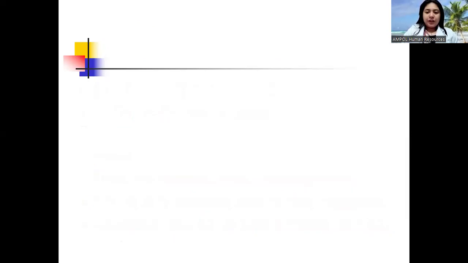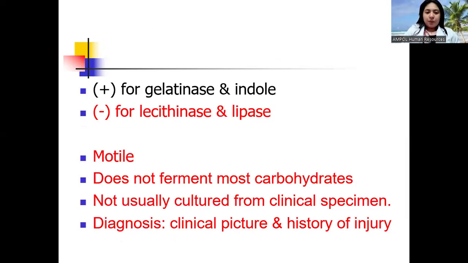For biochemical tests, it is positive for gelatinase and indole, but negative for lipase and lecithinase. They are motile and do not ferment most carbohydrates because they are anaerobes. Tetanus is not usually cultured, since doctors can diagnose based on clinical manifestations. Diagnosis is by clinical picture and history of injury to the patient.